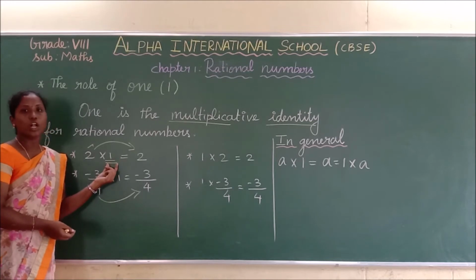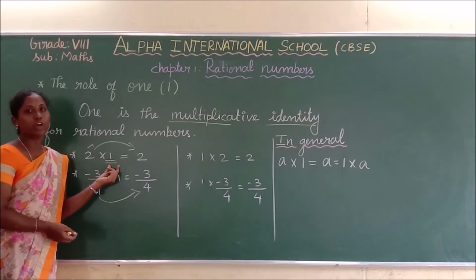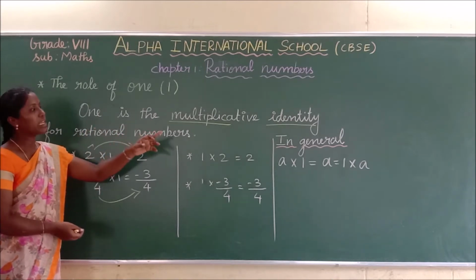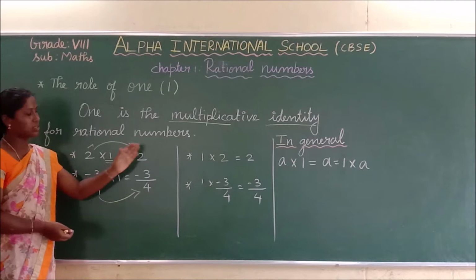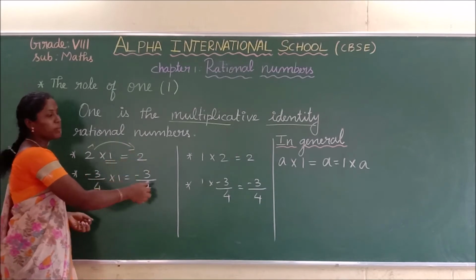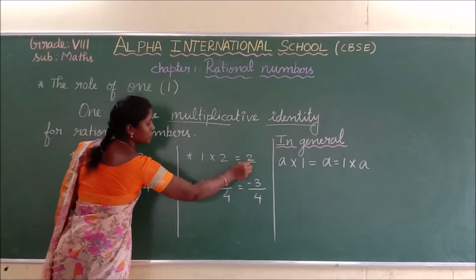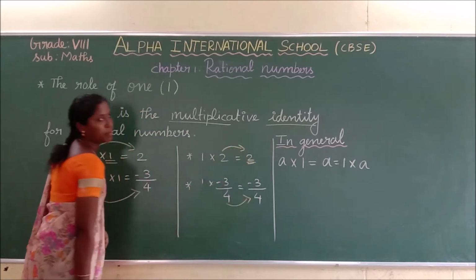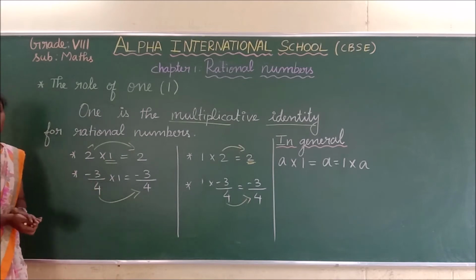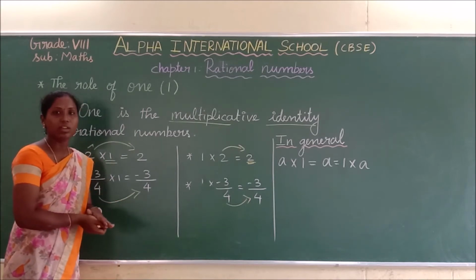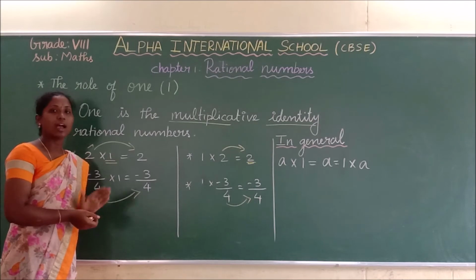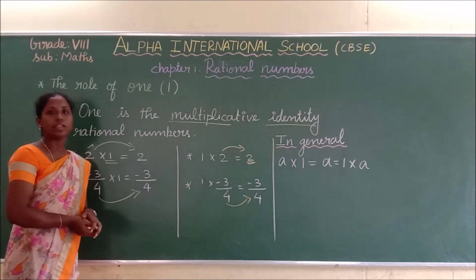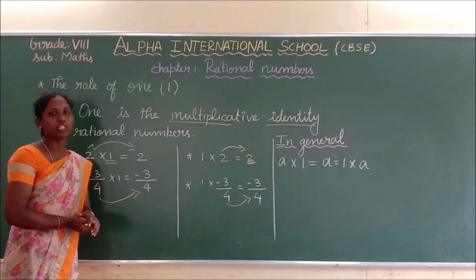1 is called the multiplicative identity for rational numbers. That is what is given here. If you multiply 1 into 2, the result is 2, the same number. And 1 into minus 3 by 4, again I am getting minus 3 by 4. From this example, it is clear that if 1 is multiplied with any rational number, we will get the product as the same rational number itself. So 1 is called the multiplicative identity for rational numbers.